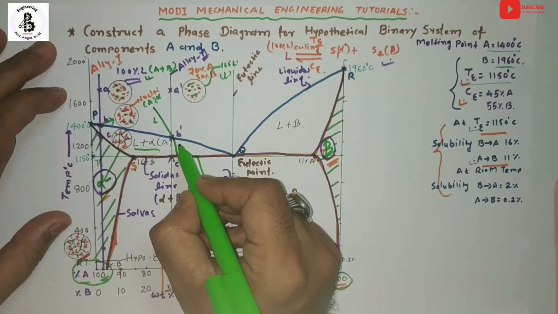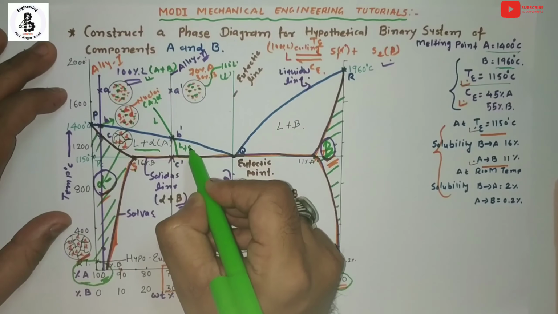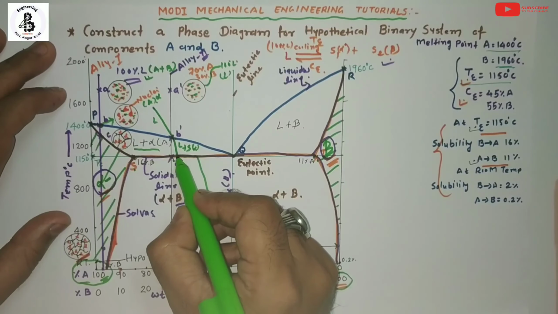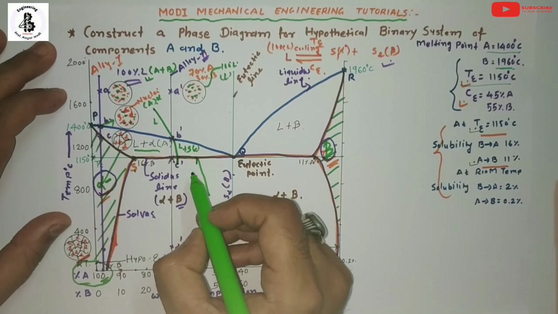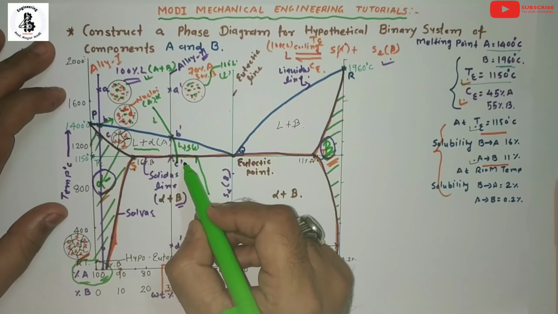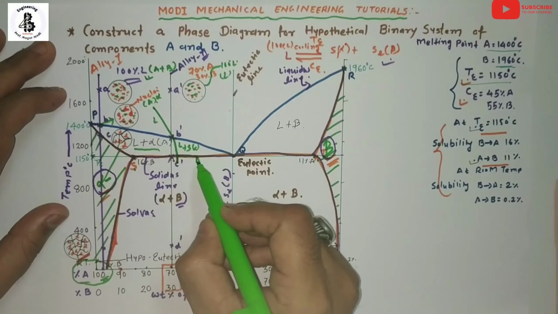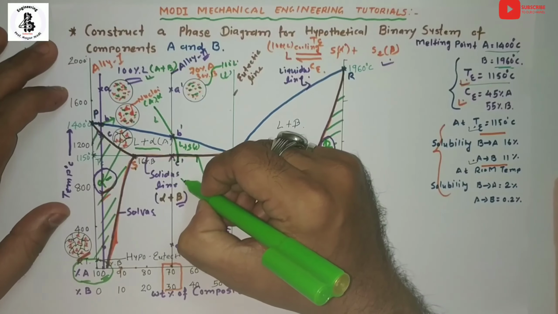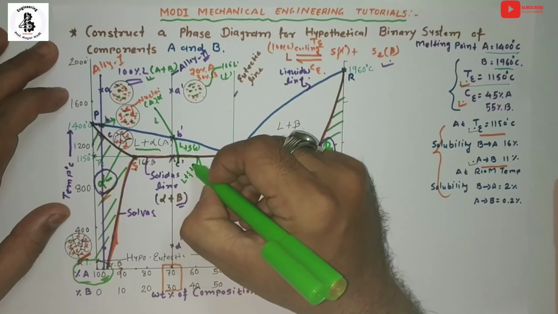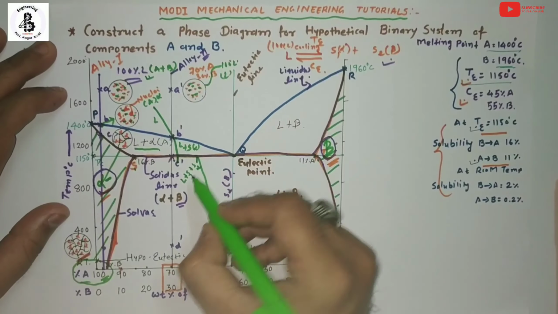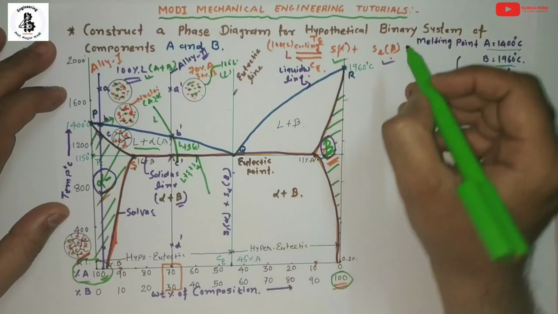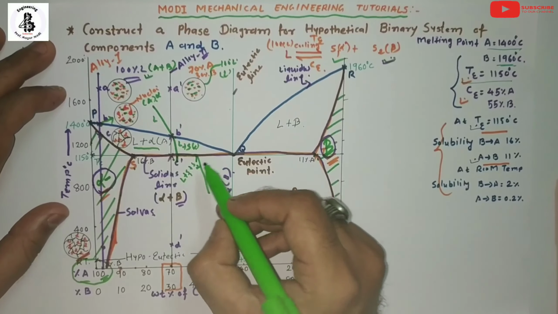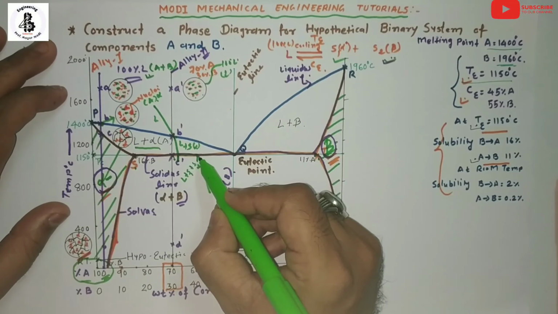After B dash point it will be having liquid plus solid. Here the solid is the alpha phase, and in between these two points, onto the eutectic temperature line, or you can say constant temperature line, it will be having three different phases: liquid plus solid 1 plus solid 2. Here solid 1 is alpha and solid 2 is beta. So here it will be liquid plus alpha plus beta.